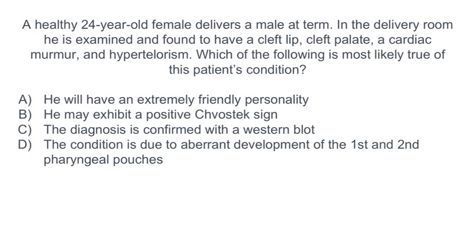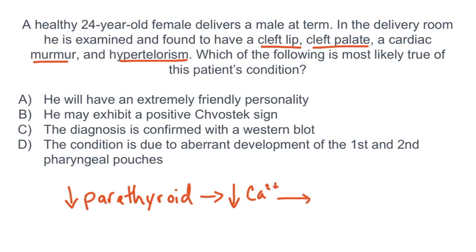Hopefully from the question stem, you notice that this boy has a cleft lip and palate, a cardiac murmur, and hypertelorism. These findings are consistent with DiGeorge syndrome. As we've been discussing, this is due to aberrant development of the 3rd and 4th pharyngeal pouches and can result in hypoparathyroidism. Because the parathyroid glands regulate calcium, he will most likely develop hypocalcemia. The Chvostek sign is a finding seen in hypocalcemia and is elicited by tapping on the facial nerve. If the sign is positive, then this will result in contraction of the facial muscles. So decreased parathyroid gland activity results in decreased calcium, resulting in a positive Chvostek sign. So the answer is B.